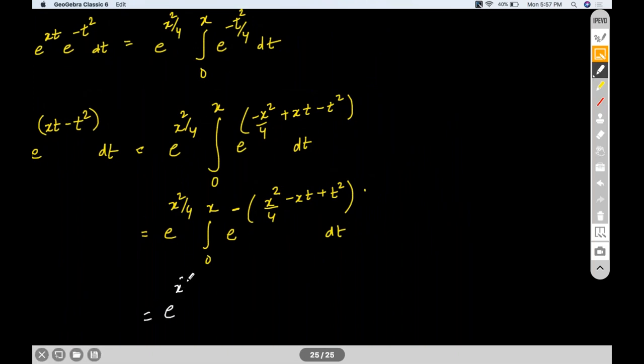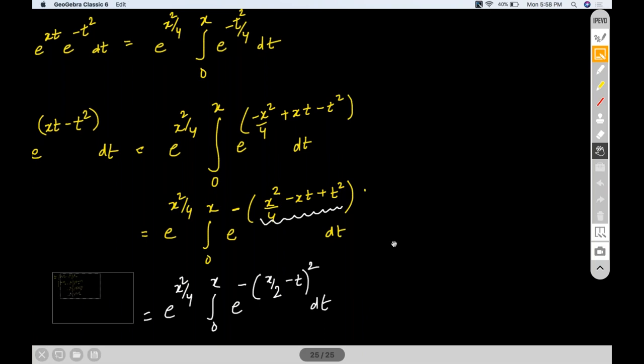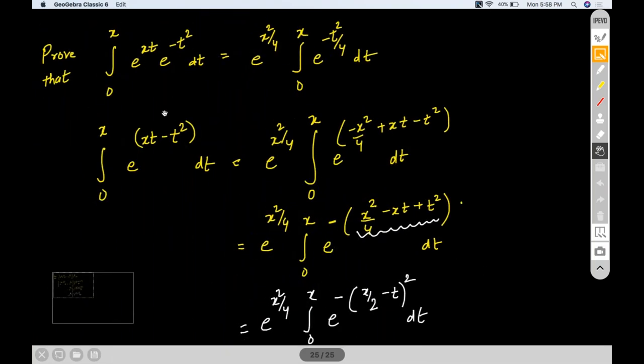Now, this is nothing but 0 to x e to the power minus x by 2 minus t the whole square. As you can see, this is a perfect square. This is x by 2 minus t the whole square. Now, we are very much close, but we just have to show that this will boil down to this term.